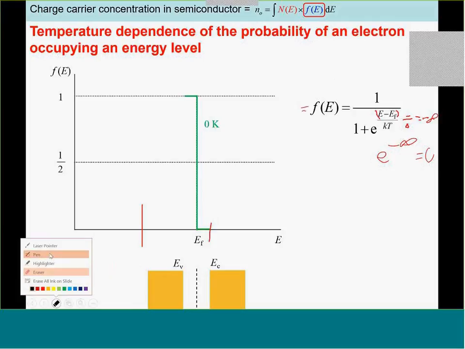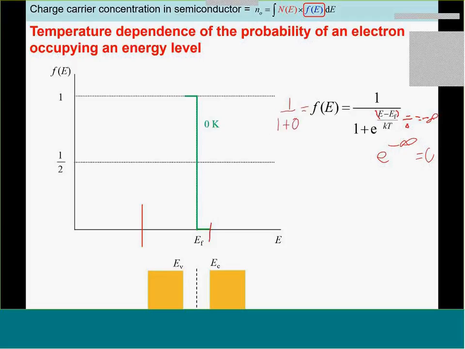So f is equal to 1 over 1 plus 0. So e to the power of negative infinity is 0. So 1 plus 0, we get that one as 1, for E less than EF. So that's why we have our probability of finding it as 1.